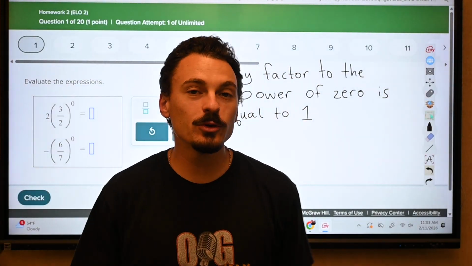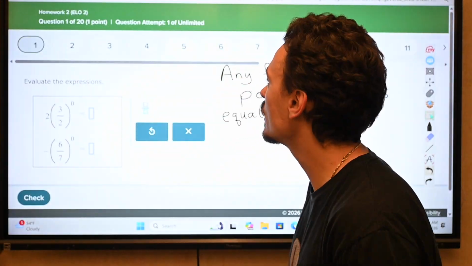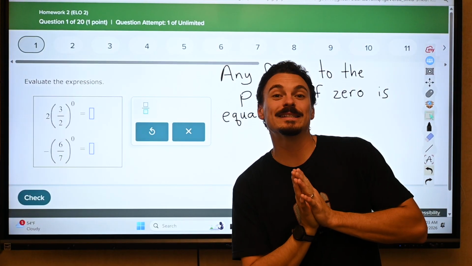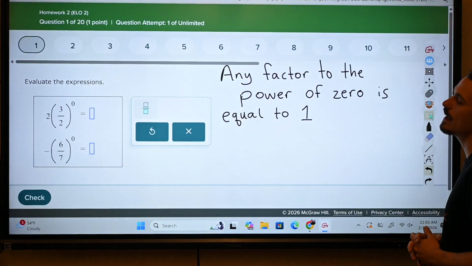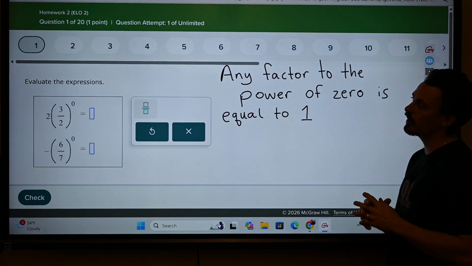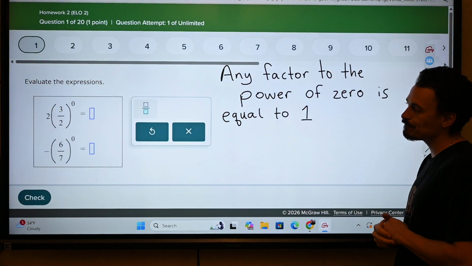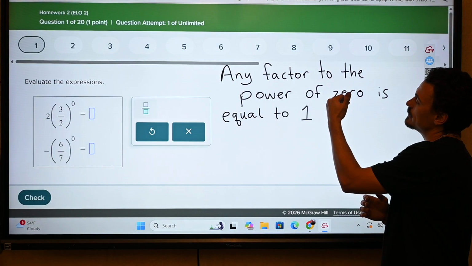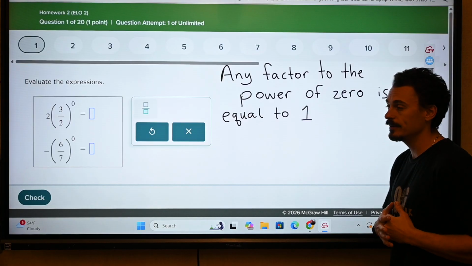This is homework number 2 for ELO 2, and this homework is all about exponents. The first thing we're going to talk about is whenever your exponent is a 0. So if you do not have this in your notes, you can pause the video, go ahead and write this in your notes. All right? But it is a fact that any factor to the power of 0 is equal to 1.